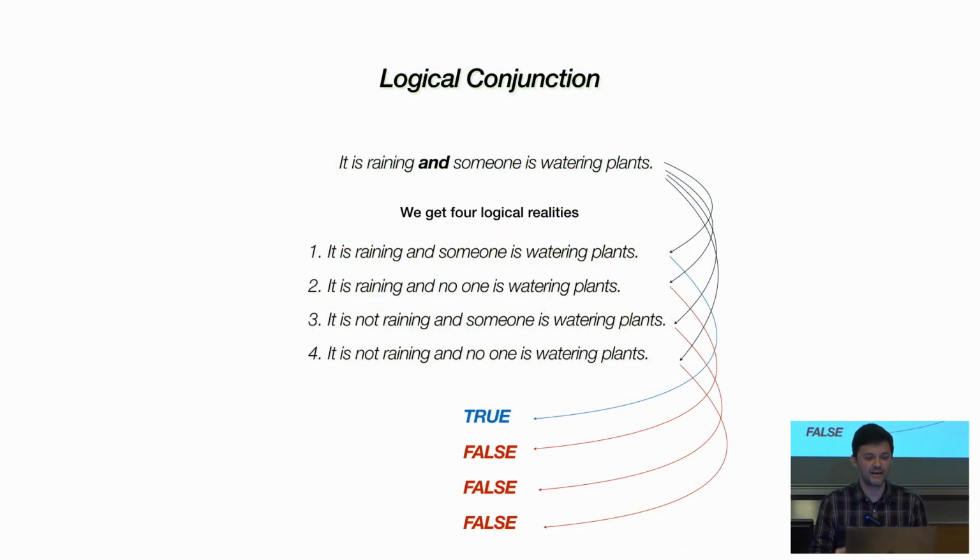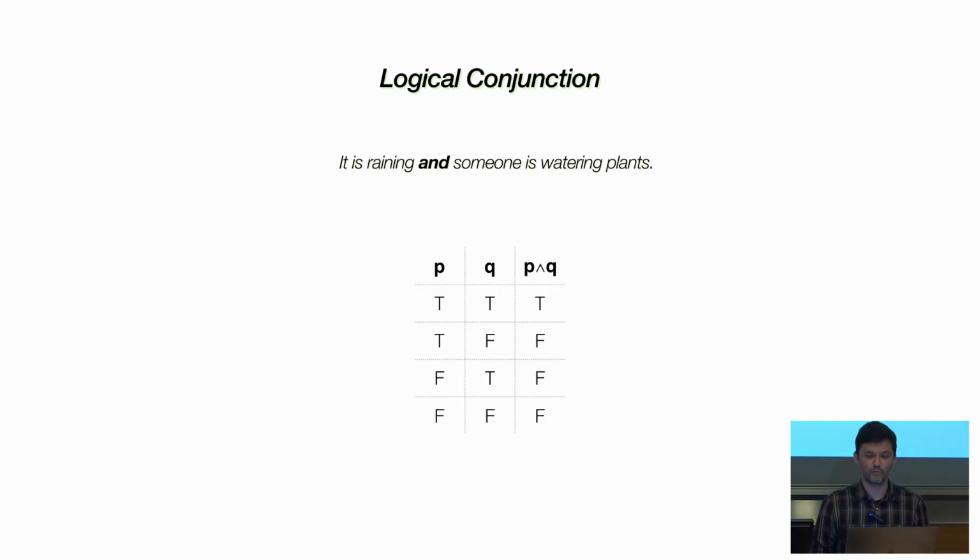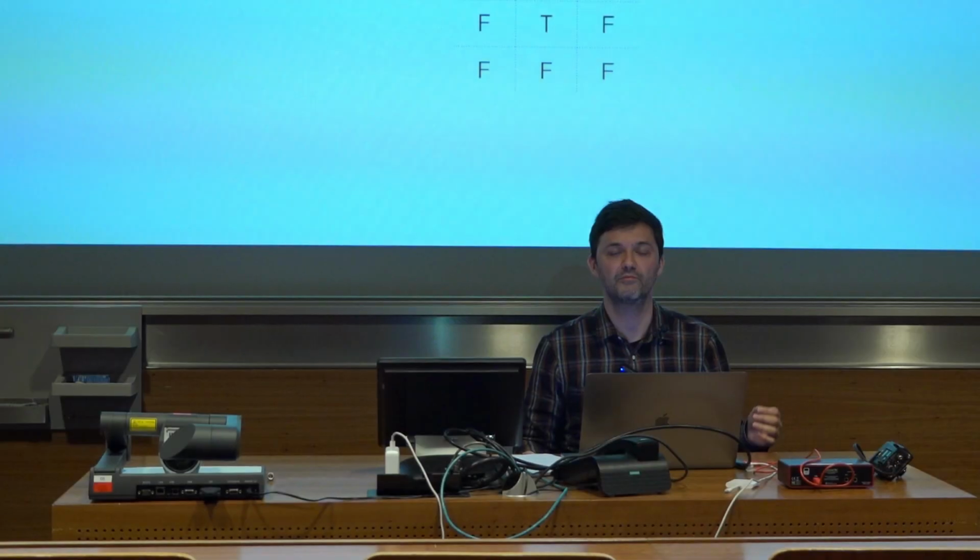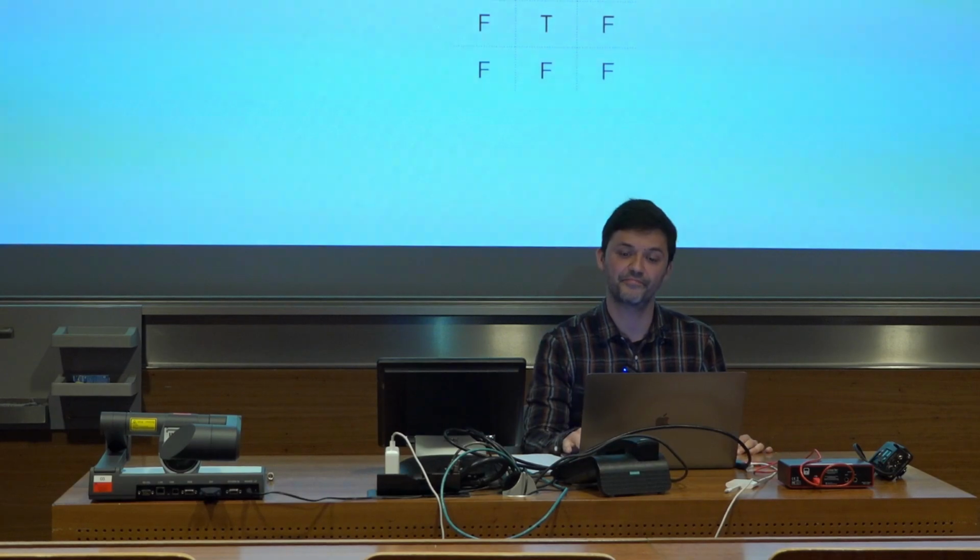And you will see if I say it's raining and someone is watering plants, this statement will only be true in a reality in which it is raining and someone is watering plants. In all other realities, if I say it's raining and someone is watering plants, but actually someone is not watering the plants, or it is not raining, then this is going to be false. And again, we can write this table like this. So conjunction will be true only when both propositions that enter it are true.